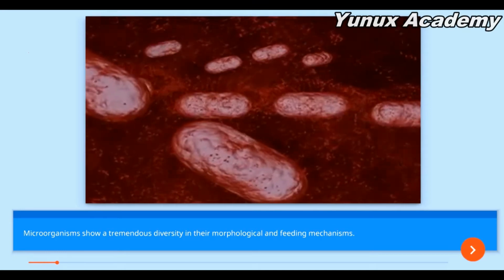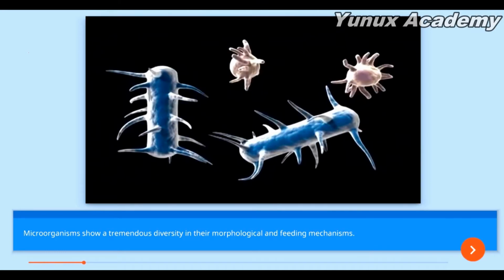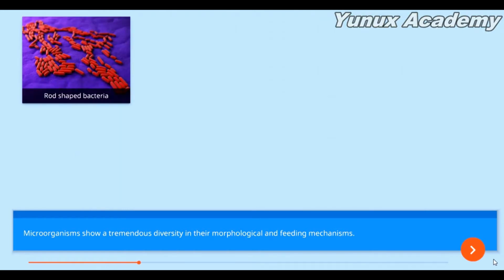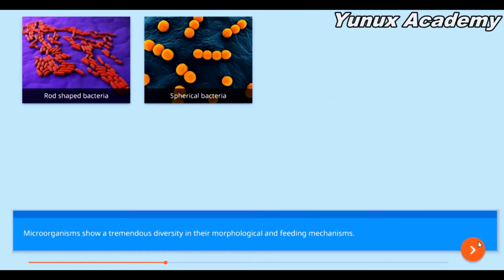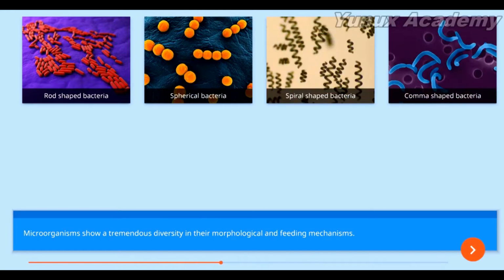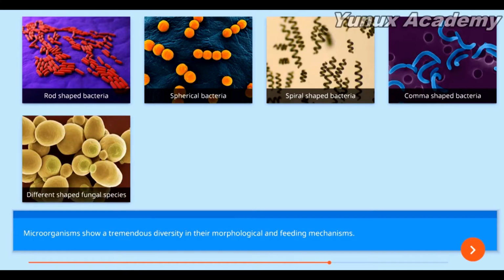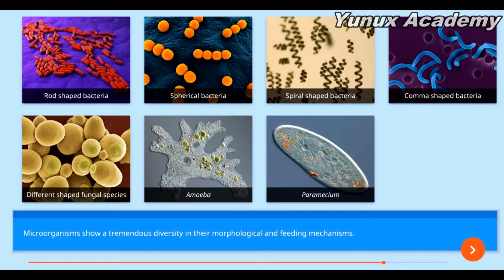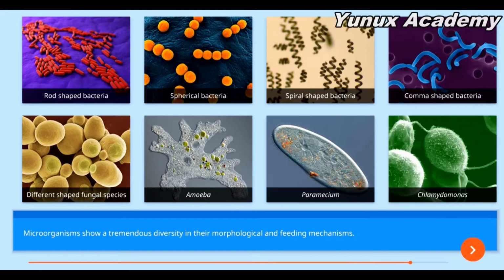Microorganisms show a tremendous diversity in their morphological and feeding mechanisms. Rod-shaped bacteria, and also spherical bacteria, spiral-shaped bacteria, and comma-shaped bacteria, are examples of microorganisms with different morphological features. Also, different shaped fungal species, unicellular amoeba, paramecium, and a type of algae named Chlamydomonas fall in the group of microorganisms.